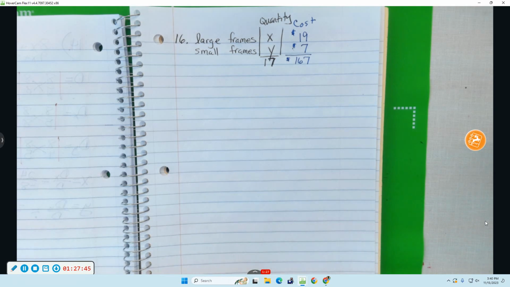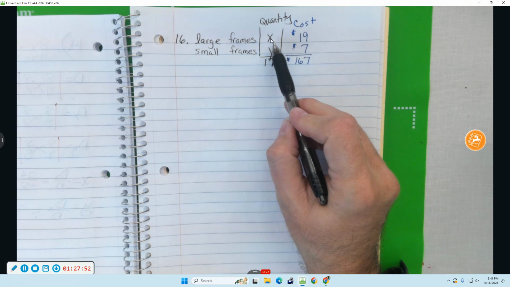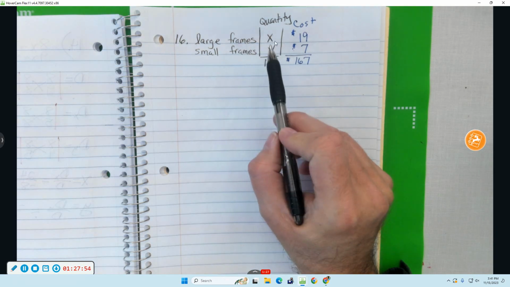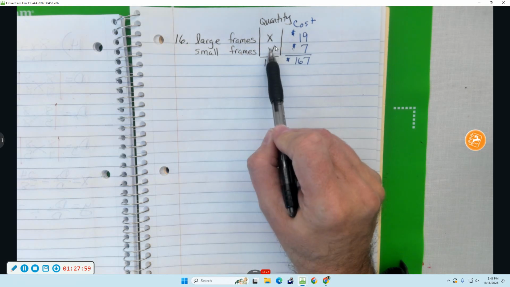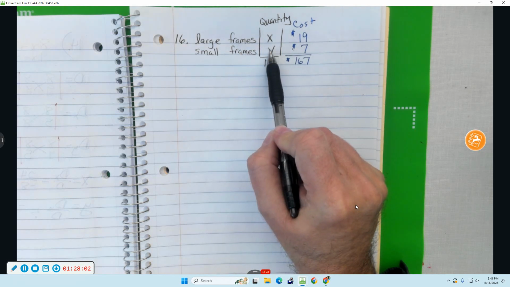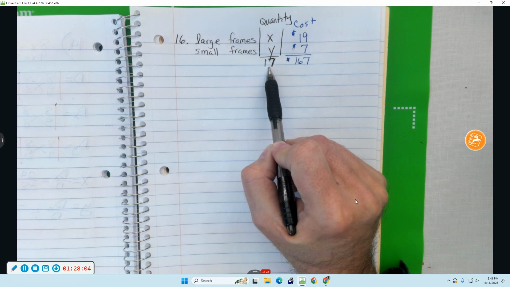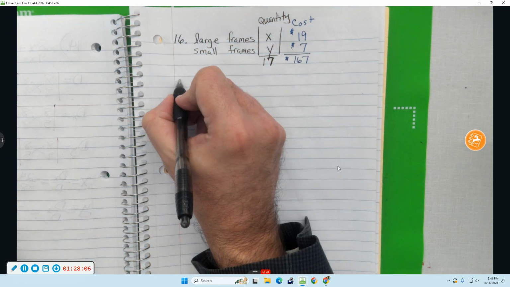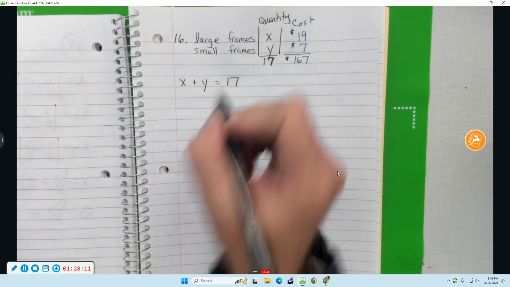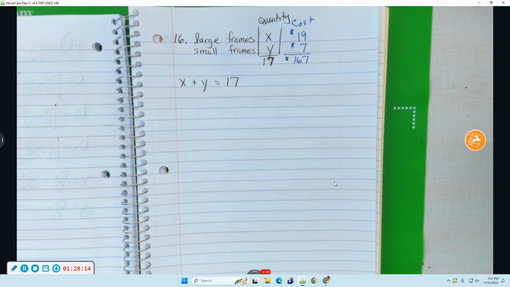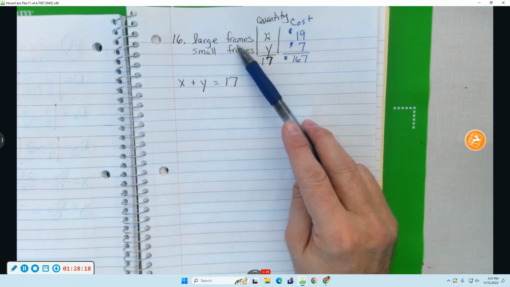And if you read vertically, you have the two equations. What do I mean by that? Well, if X is the number of large frames and Y is the number of small frames, if you add those two numbers together, X plus Y, they better give you 17. Here's my first equation: X plus Y equals 17. Now for cost, let me ask you something. Suppose she bought 10 large frames. Suppose X was 10.